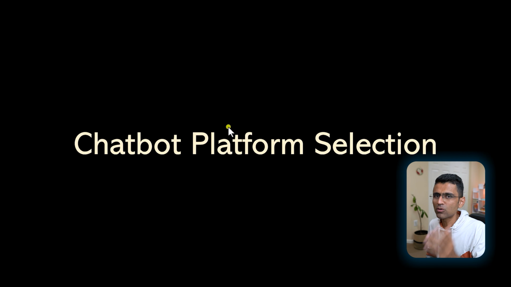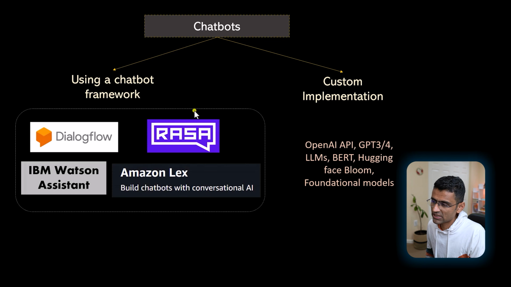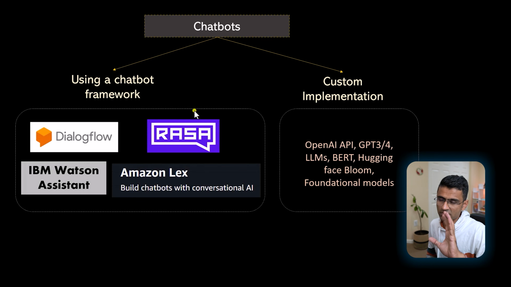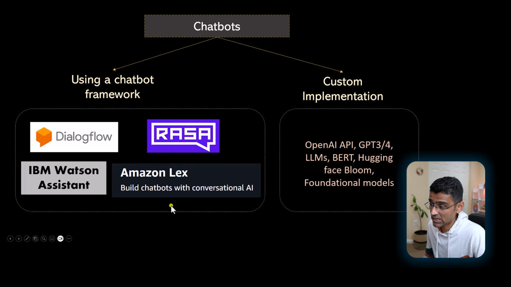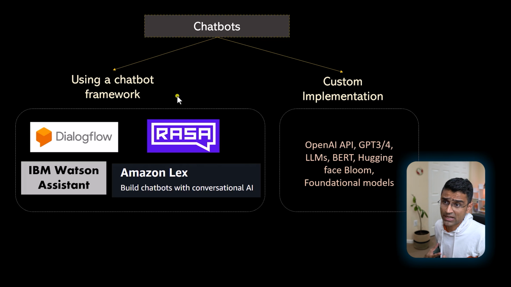Now, how did we pick Dialogflow as the platform for this particular project? There are two options whenever you are building any chatbot. You can use a ready-made framework such as Dialogflow, Rasa, etc. Or you can go for a custom implementation where you can use things like OpenAI, LLMs, Hugging Face, Bloom, foundational models, and so on. In our case, we want to get some help from the expert.